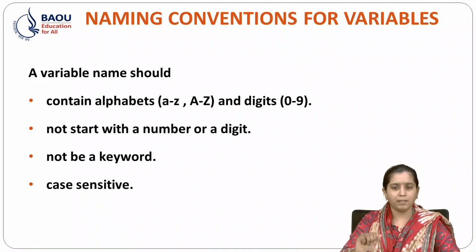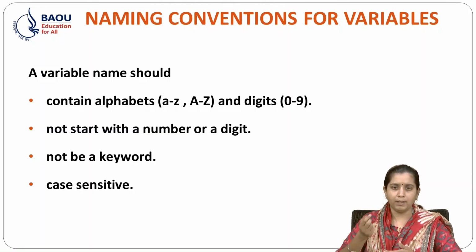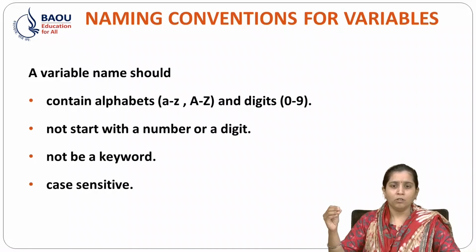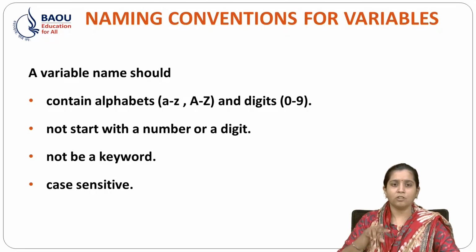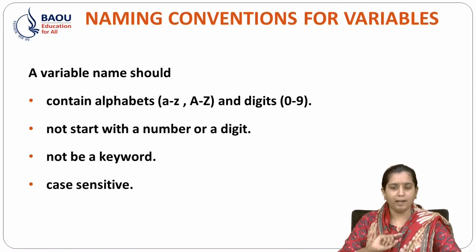Second is case sensitive. In C++ language, the compiler always treats lowercase alphabets and uppercase alphabets in a different way. So if we take both variables, for example, int lowercase a and int uppercase A, then in the compiler, both the variables are considered as two different variables, not as a single entity.